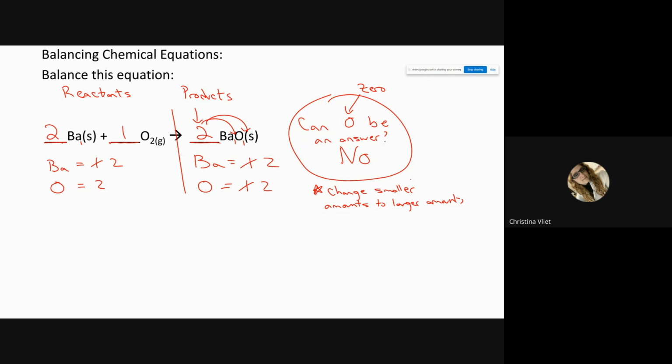You should recognize barium is a metal. Metals are solids. O2 is always a gas at room temperature. And barium oxide is an ionic compound, and all ionic compounds, unless placed in water, are solids. These are the states of matter that we have studied.